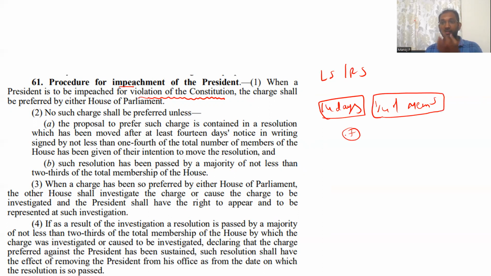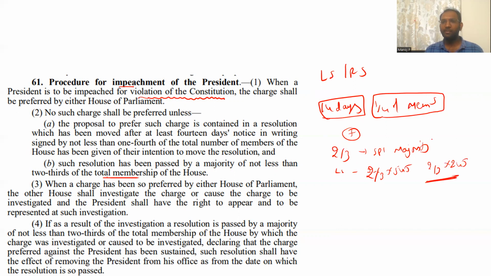Once such a resolution has been admitted in the concerned house, it has to be passed by 2/3 of members of the total membership of the house. So it is a type of special majority. 2/3 of total membership means, in Lok Sabha 2/3 into 545, in Rajya Sabha 2/3 into 245.